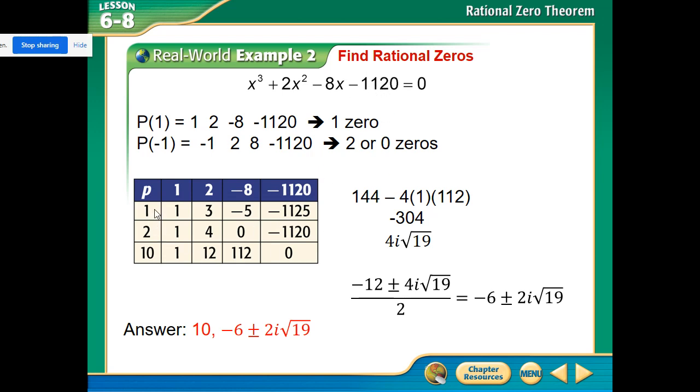So we started with 1, and we didn't get much movement, and 2 didn't give much movement. So we jumped ahead to 10, because 10 will go into this number. And sure enough, 10 worked, so then I'm done. I don't have to go any further.